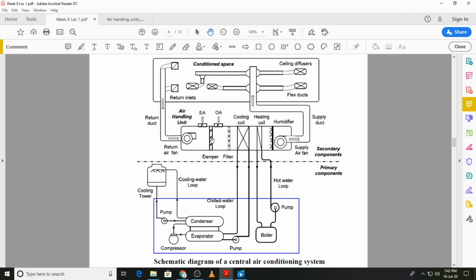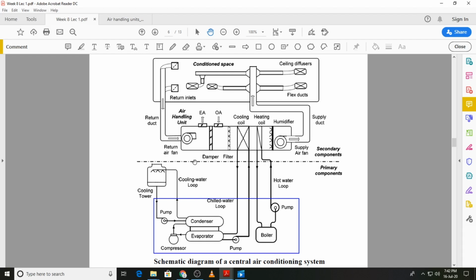Then you have the air handling unit, and from the air handling unit the conditioned air goes through the supply ducts into the conditioned space where it will be distributed through diffusers, and then the air from the room will be returned back through return inlets back to the air handling unit.